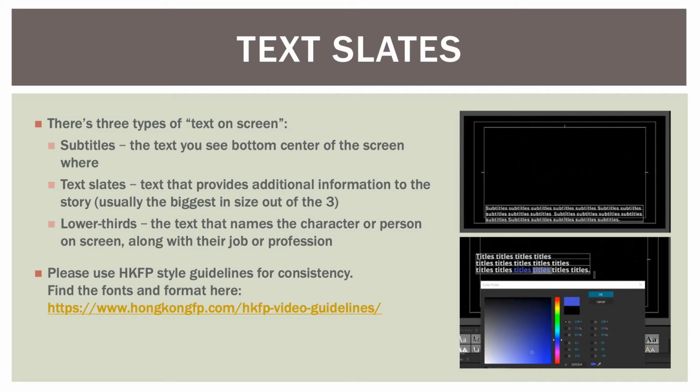So word for word. Text slates are basically text that provides additional information to the story. Usually it's the biggest in size of the 3, and they just give you more details of the story. So you see a lot of text slates with social videos, for example. Lower thirds, that's the text that names a person or character on screen along with their job or profession.